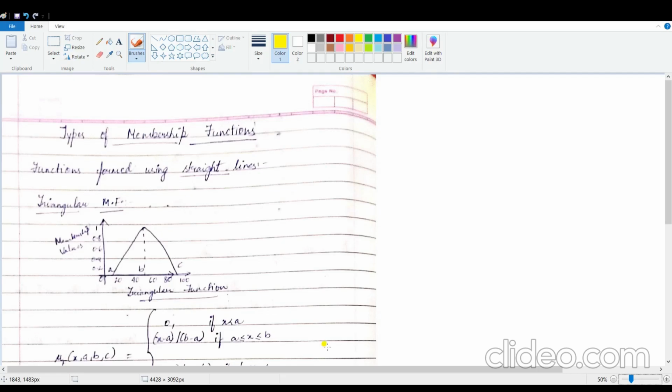Hi guys, in this video let us talk about the types of membership functions. There are several subsections in this as well. The first one is we can form certain membership functions by using straight lines. So let us have a look at them.